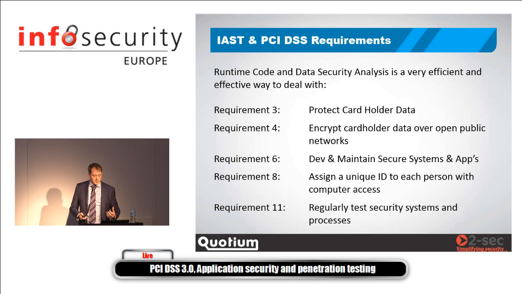Again, to encrypt cardholder data over public networks, and more often in the PCI environments I've seen, you also encrypt from tier to tier, because there could be any kind of man-in-the-middle attack somewhere. If that's not happening, with this kind of analysis you'll be able to see it very quickly.